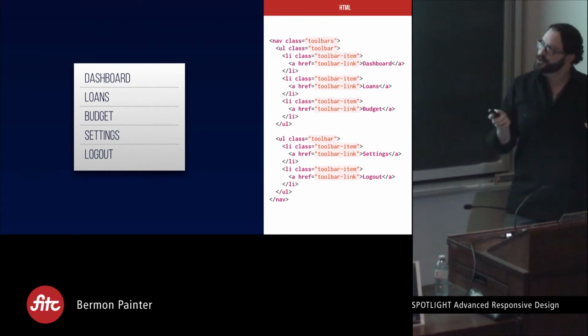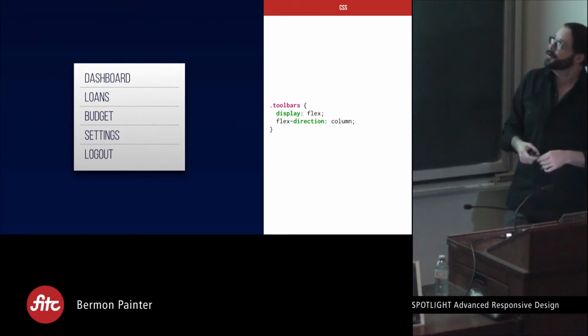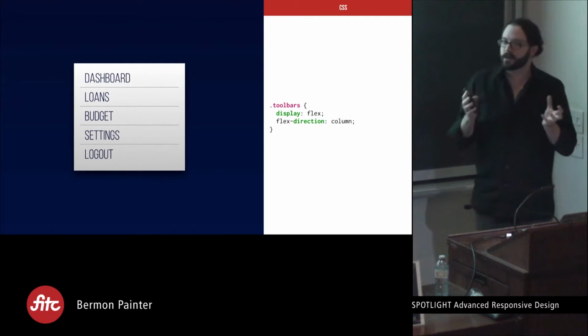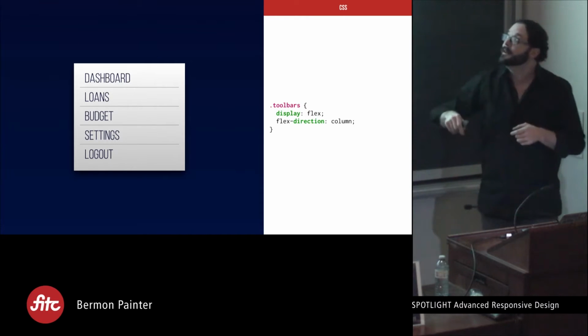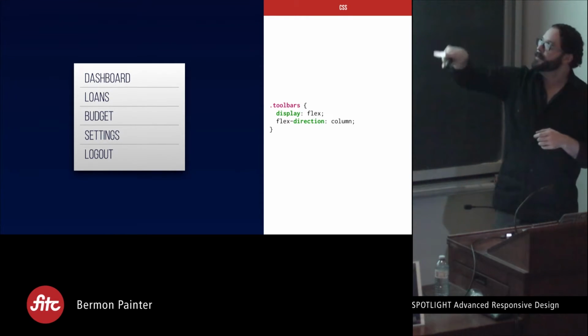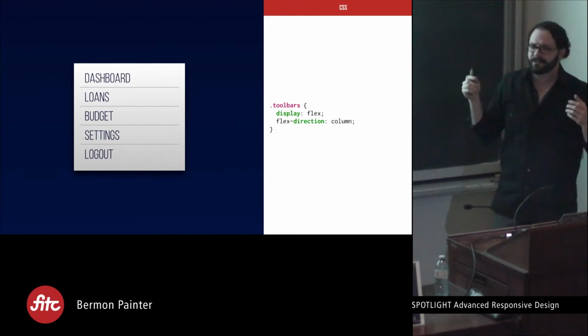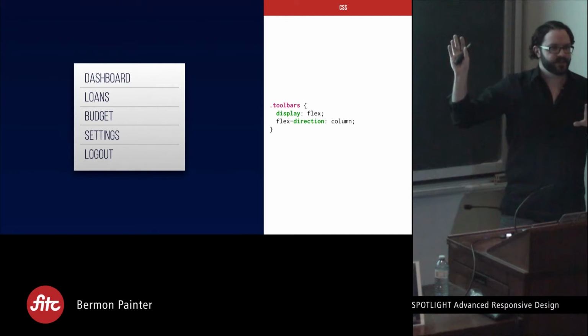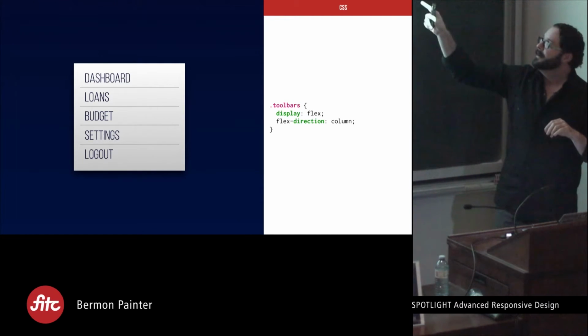So here's what I'm going to do. I'm going to start with mobile first to give me something kind of like that. So in the toolbars, the wrapping container, again, we display flex a lot, so I'm going to stop saying that now. And then we're going to use flex direction again just to make everything full width.